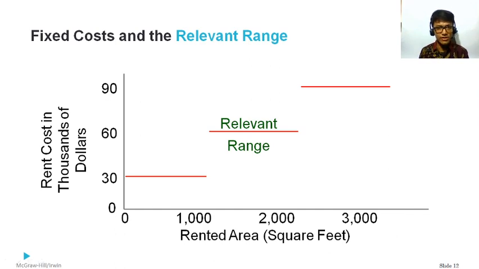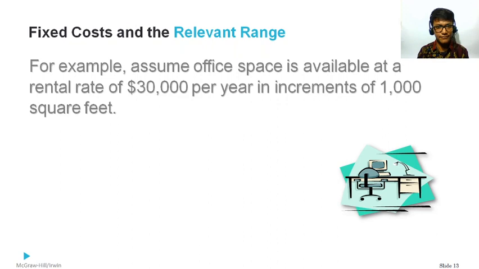We will get into the relevant range. The relevant range of activity for a fixed cost is the range of activity over which the graph of the cost is flat like this. Fixed cost and the relevant range, for example: assume a space is available at a rental rate of 30,000 per year in increments of 1,000 square feet. This means that fixed cost would increase in a step function at a rate of 30,000 for each additional 1,000 square feet.